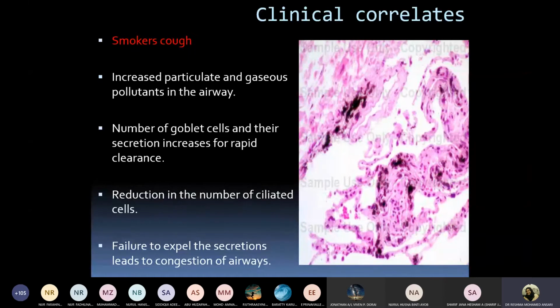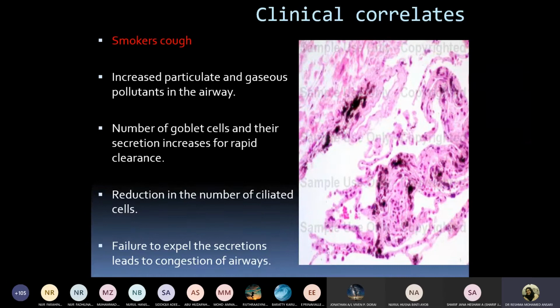So what do you have now? Too much secretion with a lot of nicotine in it, and no cilia to remove it, for the patient to spit out or remove from the nose. So it is all staying there. When it stays there, there is congestion of the airways and the patient starts coughing. That is called smoker's cough. A smoker will have more particulate particles in his airway, no ciliated cells, but a lot of mucus. How to remove it? By coughing. That's why he keeps on coughing.